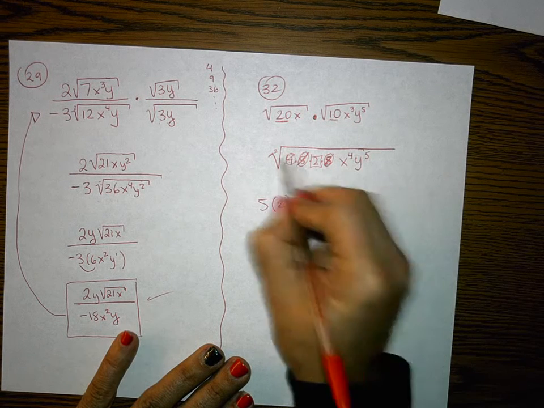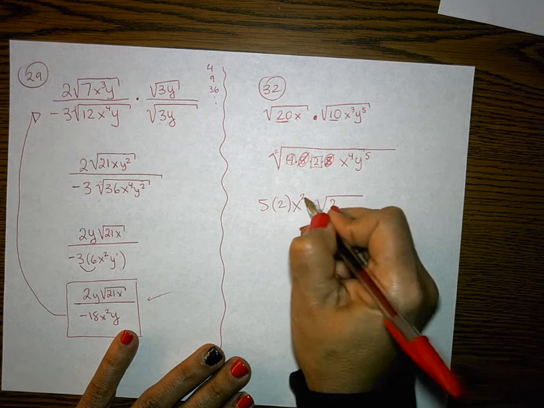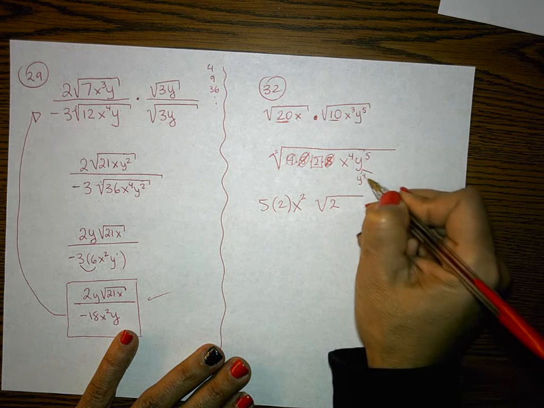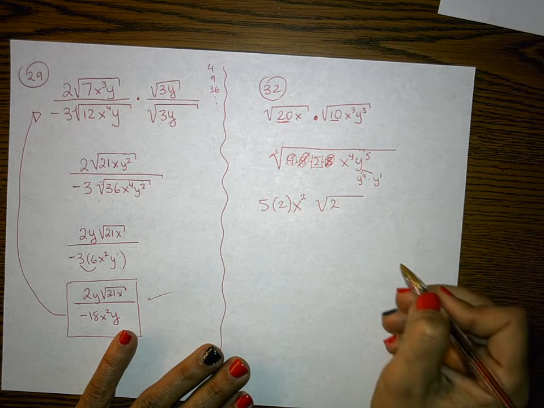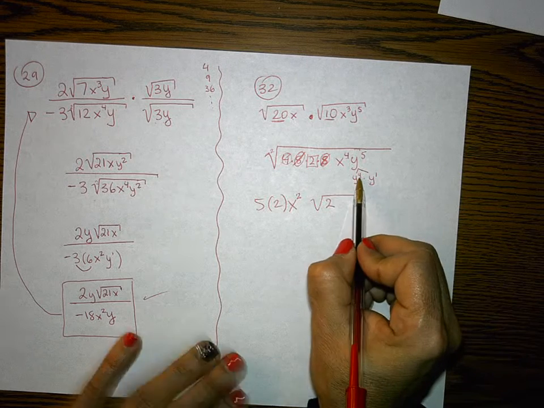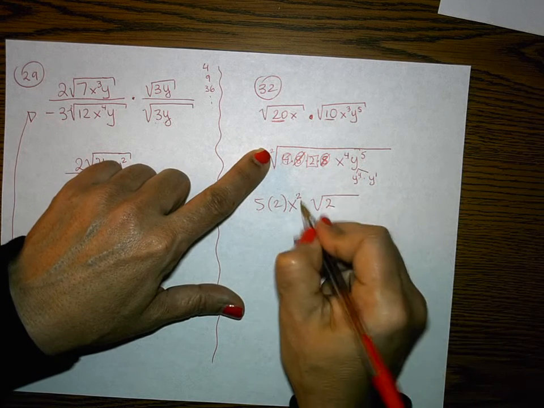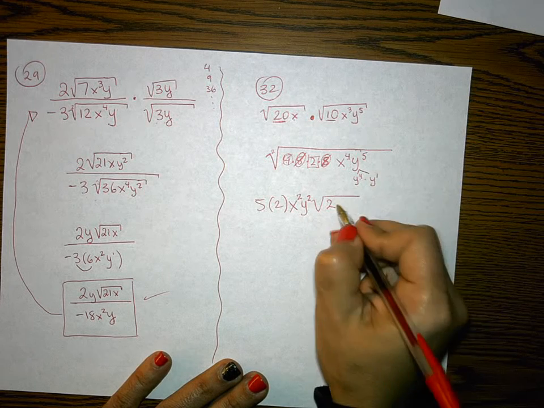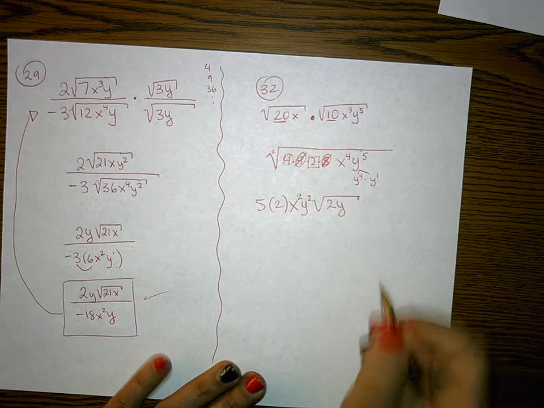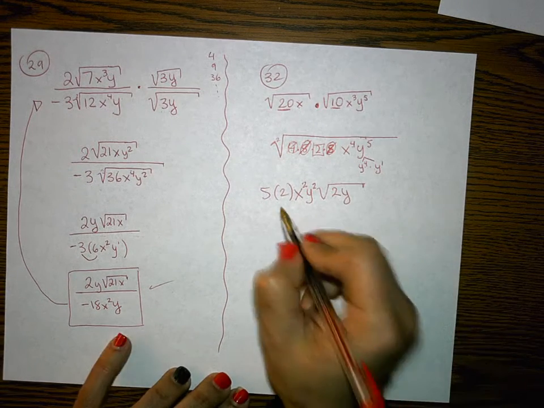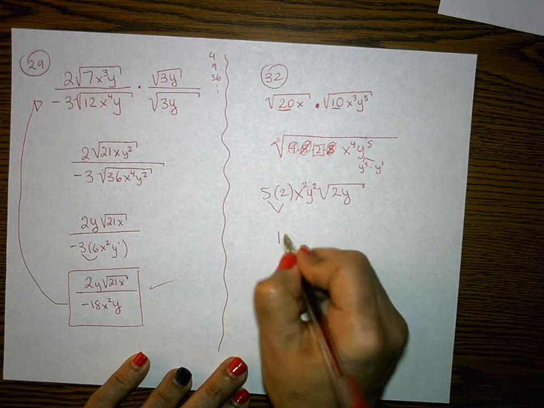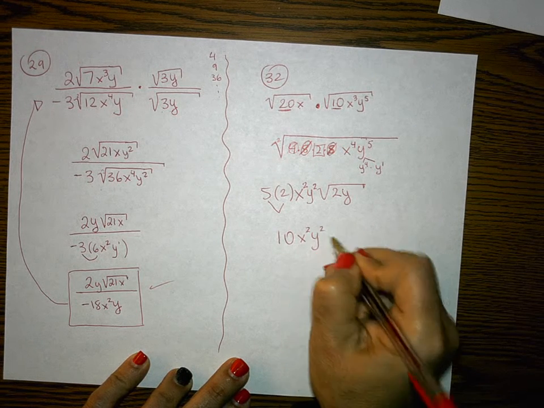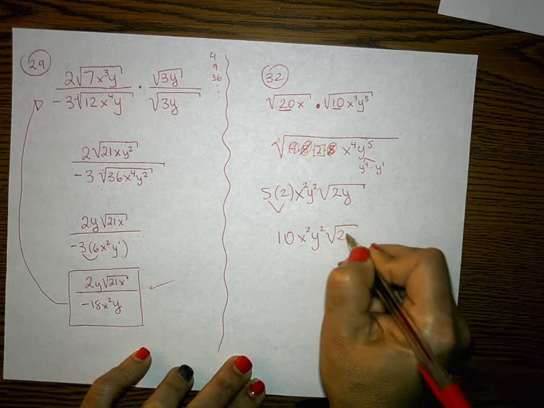4 divided by 2 is a 2. And the y to the 5th, you're going to have to break it out and write y to the 4th times y to the 1st power. The 4 can be divisible by 2, which will be y squared. But the y to the 1st power would have to stay inside. That's y. And then you just simplify it. 5 times 2 is 10. And we have an x squared and a y squared and the square root of 2y.